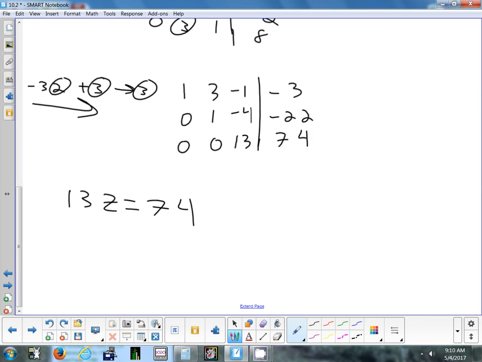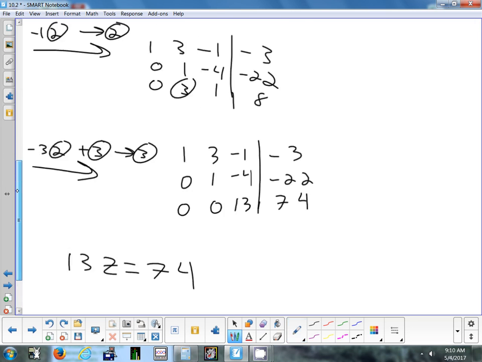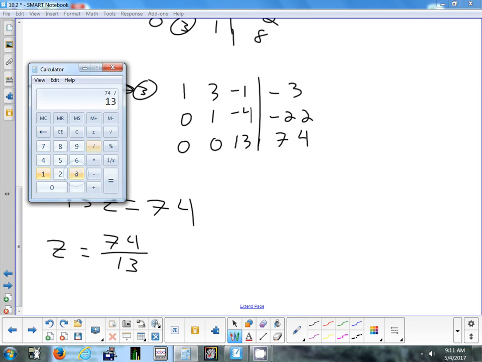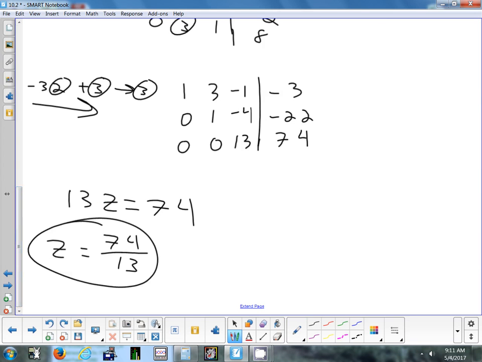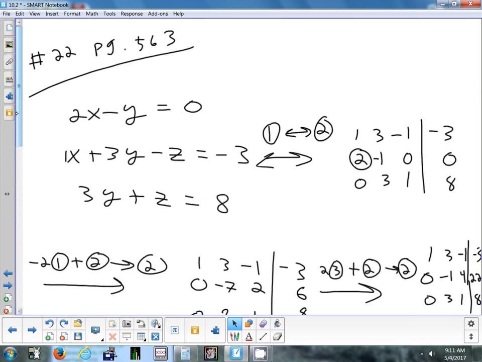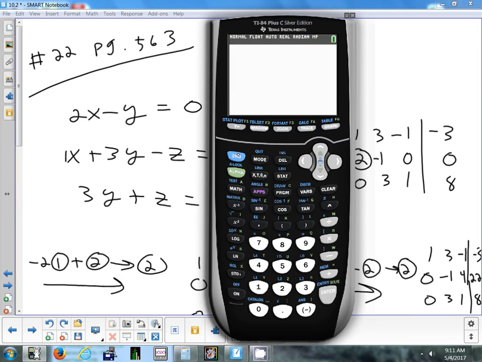Okay, any questions on that? And now, what would we do from here? We just divide both sides by 13, but I don't think 13 goes into 74 evenly, which doesn't mean we did something wrong. It could be the answer. Okay? I could check the answer very quickly. Let me plug it in and check it.